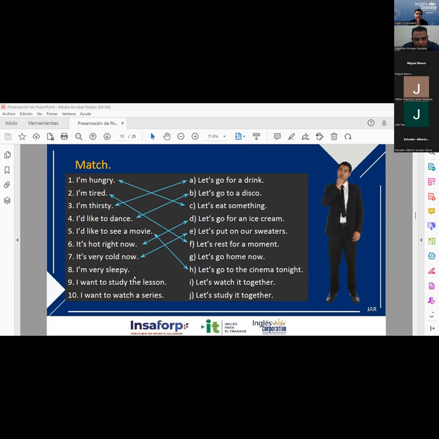I'm very sleepy. A dormir, a mimir. Let's go home. ¿Cuál sería? Let's. Letter G. Vamos a casa. Ahora. Let's go home. Sí, y las últimas dos se cruzan. Sí. Se cruzan. Yes. I want to study the lesson. I want to watch a series and let's watch it together. Sí. Yes. Teacher.